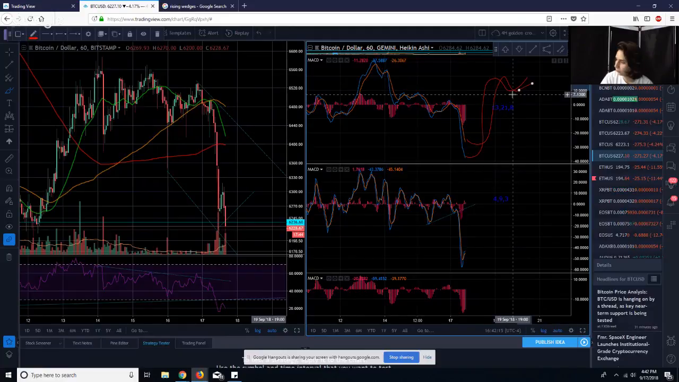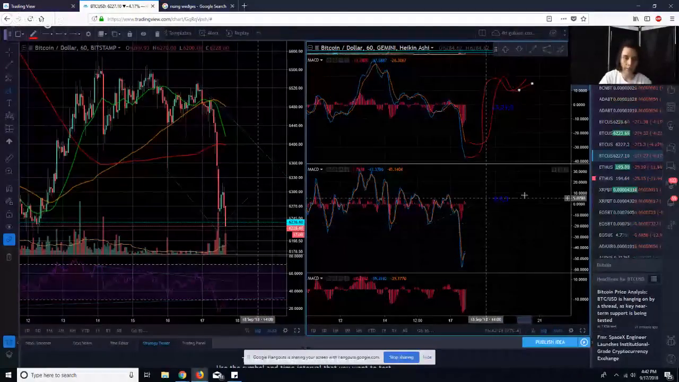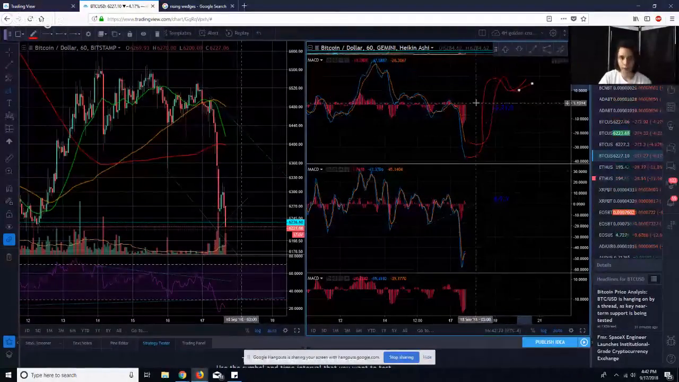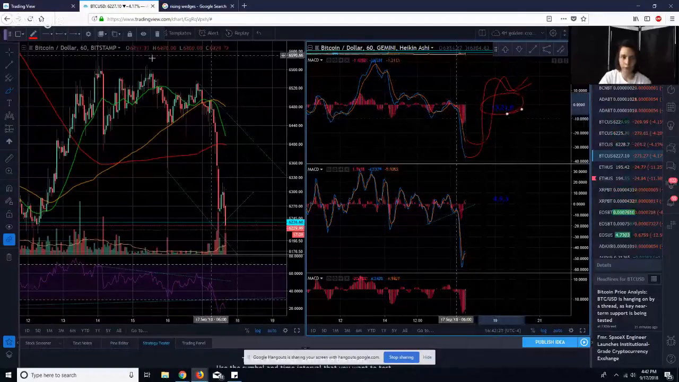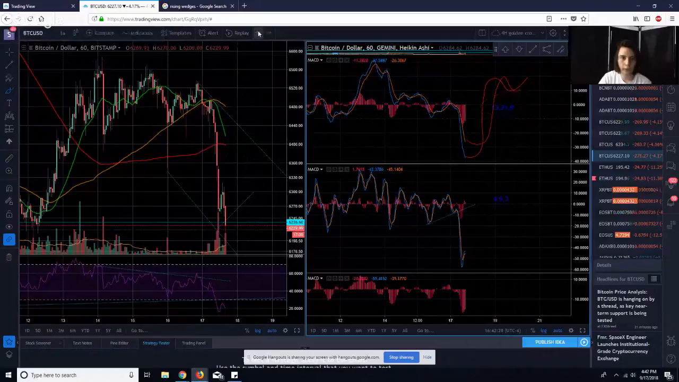If you wanted to buy in, it's better to buy in when we're crossing the zero line on the longer term MACD, which is this one. So once we start crossing that zero line, that's a good buy signal.